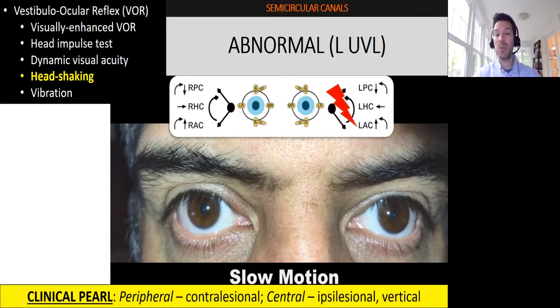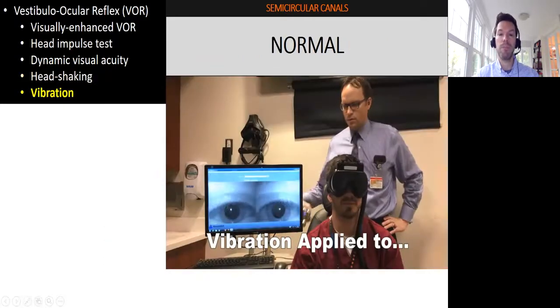Central patterns include vertical. So you shake the head horizontally and you see downbeat or upbeat. Or torsional, that's going to be central until proven otherwise. Or if you shake the head, you know that the patient's lesion is on the left side and the eyes beat to the left. That's concerning in the acute setting that you're dealing with a central problem as well.